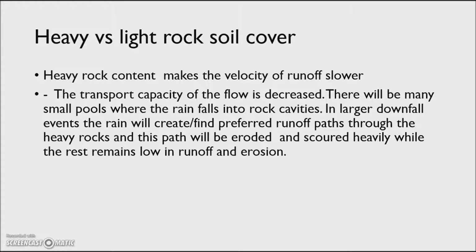Heavy rock cover makes the velocity of runoff slower as it is inhibited by large rocks blocking the path. The transport capacity of the flow is also decreased. The flow will be unable to carry sediments as efficiently as they will be blocked and caught by rocks. There will also be many small pools where the rain falls into rock cavities. In larger downfall events, the rain will create and find preferred runoff paths through the heavy rocks, and this path will be eroded and scoured heavily while the rest remains relatively low in runoff.